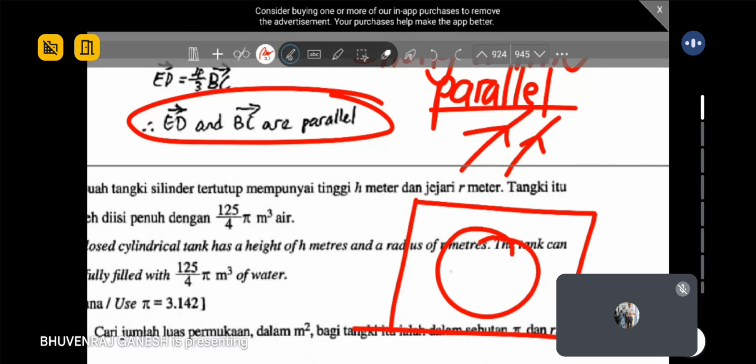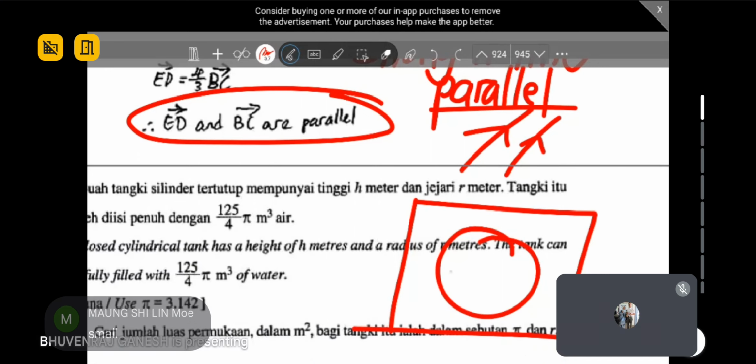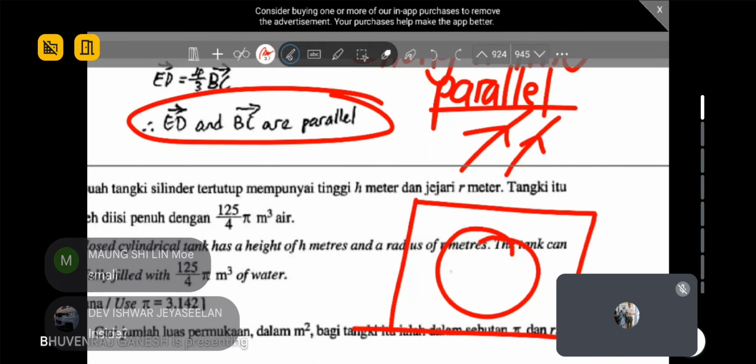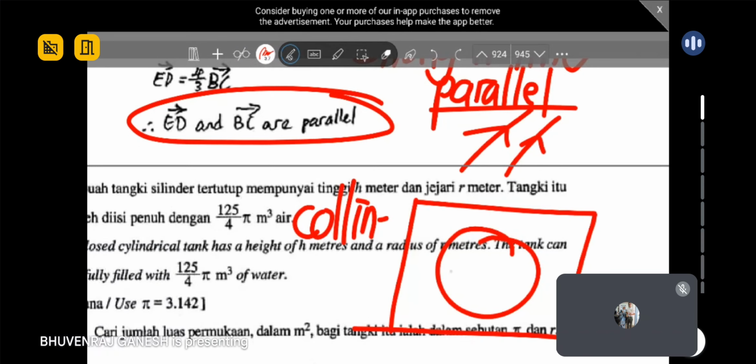Outside or inside? Just now I said all collinear lines or points are parallel, but not all parallel lines are collinear. What does that mean? Are you sure, guys? Outside. Correct, Charlene. Guys, collinear will always be the outside one, because it's the big set. Parallel is just a small part of collinear.